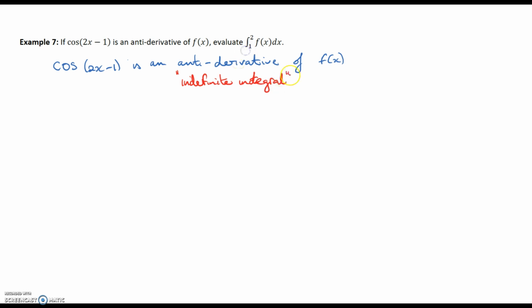Okay? So what this is telling you is that the integral of f of x dx is equal to cosine of 2x minus 1 plus c. Okay? Well, what happens is, if we have limits, then we ignore the c. Okay? If we have limits, we ignore the c.